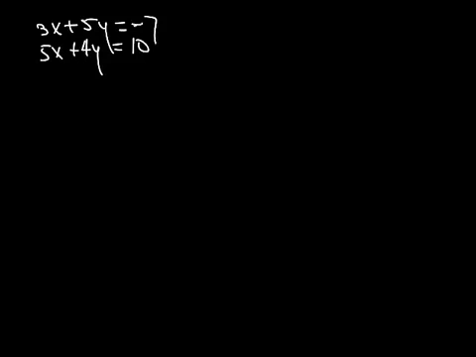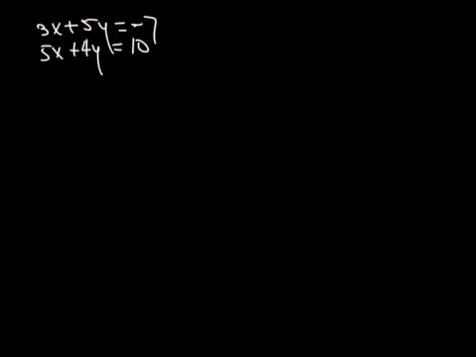Alright, so let's eliminate. We can do this a couple different ways. We can try to get my y's the same number. The common number for 4 and 5 would be 20. Here I could get this 3 to be a 15 and this 5 to be a 15 and go from there. So let's do something different.